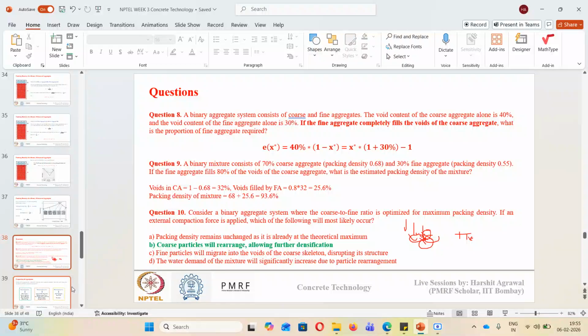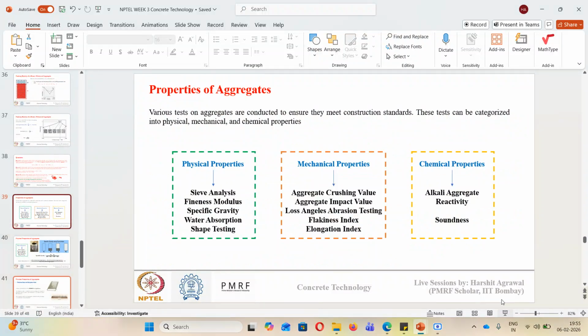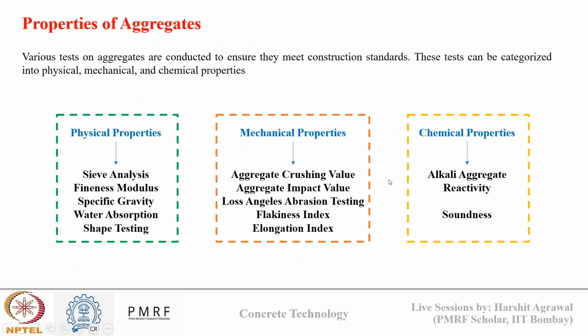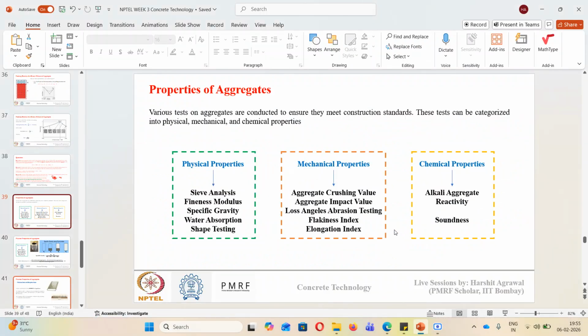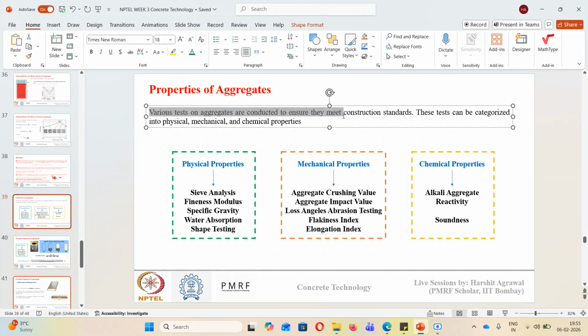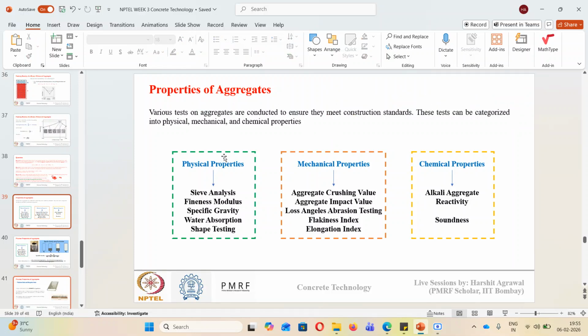Okay, correct answer is B. Now we'll quickly move to the last part of the course of this session. I won't keep the slide on screen because it will disconnect the network. So last is the properties of aggregate, and this is the simplest part in the entire course, because when we talk about properties of aggregate, most of the properties we have already talked about.